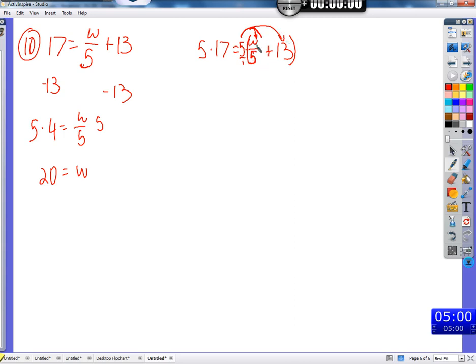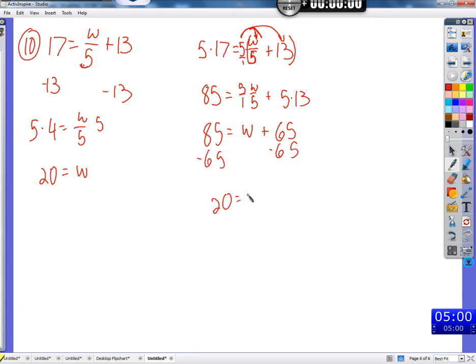So 5 times 17 is 85. Five over one times w over five, plus we could just do 5 times 13 over one. So we get 85 equals, well, we know 5 divided by 5 is 1, so we get w plus 5 times 13 is, 75? No, 65? Yeah. Okay. And then we subtract 65 from both sides. And no surprise, we get 20.